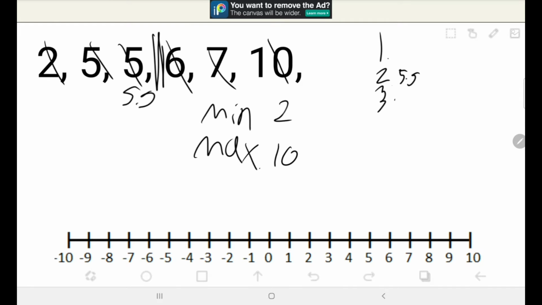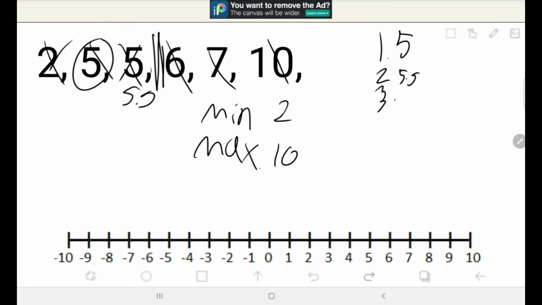Next up, let's find quartile 1. We're going to do the same thing we did to find the median, but instead we count these 3 numbers, everything on this side. So we count 2, 5, and 5. What is the middle number? Let's cross out that one and that one. Our middle number is 5. So that is our first quartile.